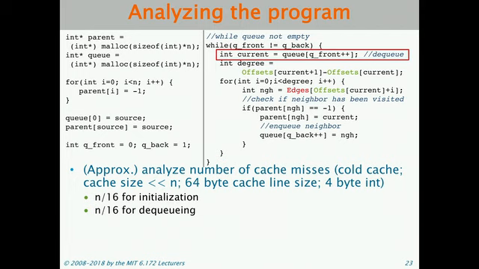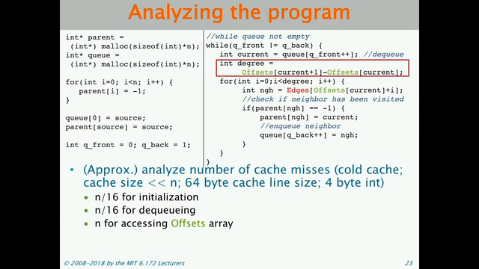We also need n over 16 cache misses across the entire algorithm to dequeue the vertex from the front of the queue, because again, this is going to be a sequential access into this queue array, and across all vertices, that's going to be n over 16 cache misses, because we can fit 16 integers on a cache line.